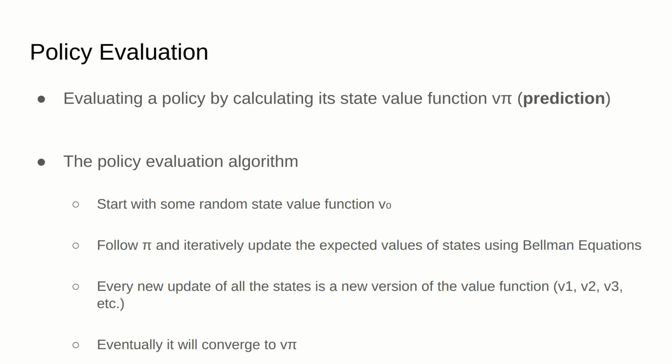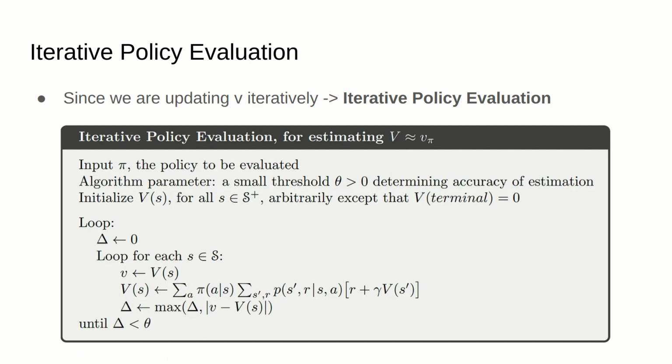So every time we update all of the state values, we consider that a new version of the value function, so v1, v2, v3, etc. And as we keep changing the value function, it will eventually converge to v pi and be an accurate estimate of how pi values each of the states. Since we are updating our value function iteratively until it reaches v pi, this is called iterative policy evaluation. The algorithm is shown here.